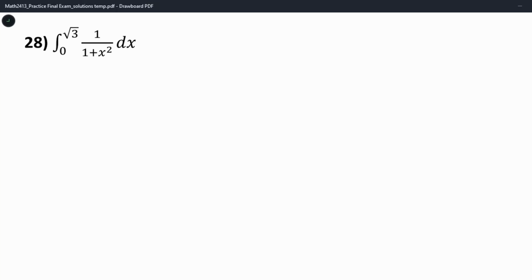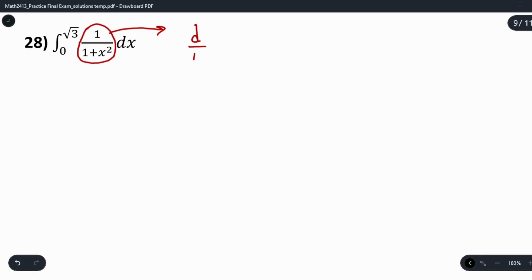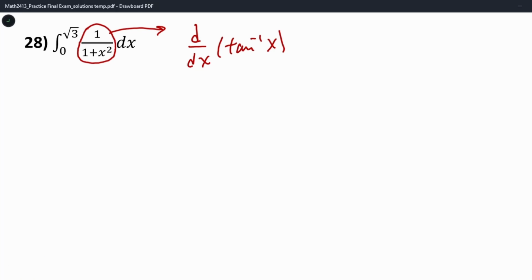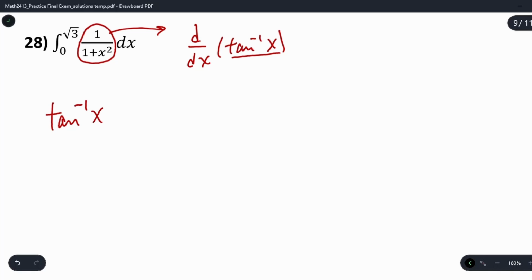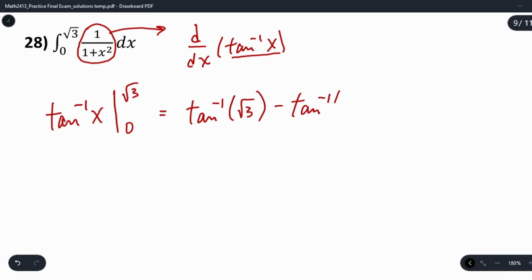Next, number 28, we have another definite integral, and this time this fraction looks like something we've seen before. In fact, it is the derivative of the inverse tangent of x. So we know the antiderivative of 1 over 1 plus x squared will be the inverse tangent of x. So what we're going to have is the inverse tangent of x evaluated from square root of 3 to 0. So that's going to give us the inverse tangent of the square root of 3 minus the inverse tangent of 0.